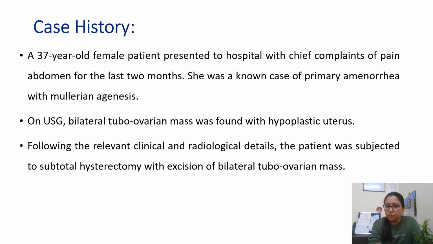A 37-year-old female presented to the hospital with chief complaints of abdominal pain for the last 2 months, and she was a known case of primary amenorrhea with Mullerian agenesis. On ultrasound, a bilateral tubo-ovarian mass was detected with a hypoplastic uterus. Following the relevant clinical and radiological details, the patient was subjected to subtotal hysterectomy with excision of the bilateral tubo-ovarian mass.